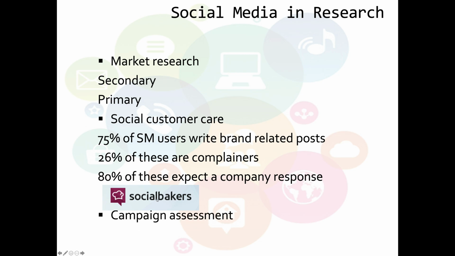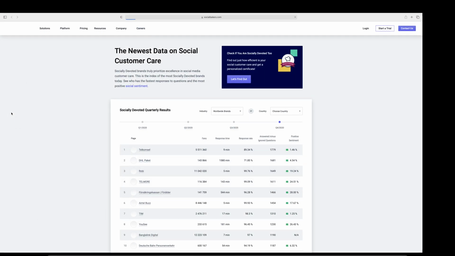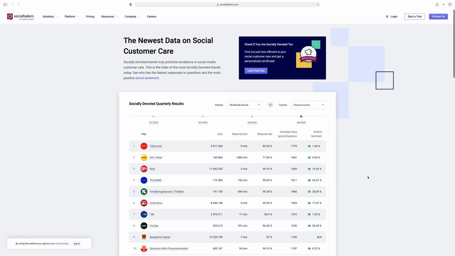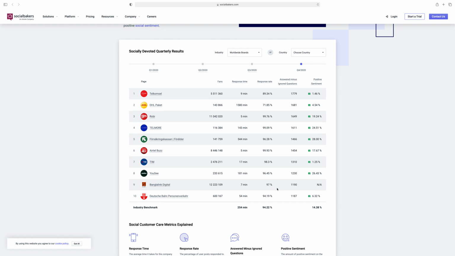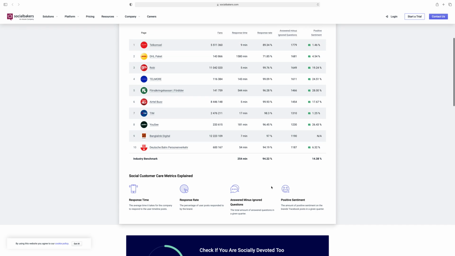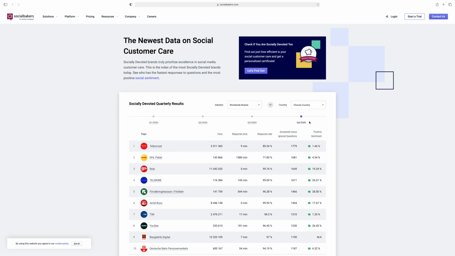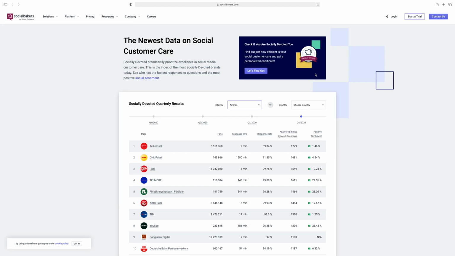To that end, there's a site called Social Bakers. Again, you can pay for it or you can look at it for free. So we're looking at it for free. So if we go down, these are all international companies. You can see it's for Q4 2020. If we go up here to choose a country, they want us to pay. I believe if we choose something other than worldwide brands, they want our information.